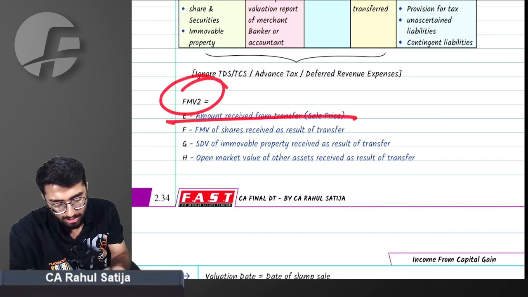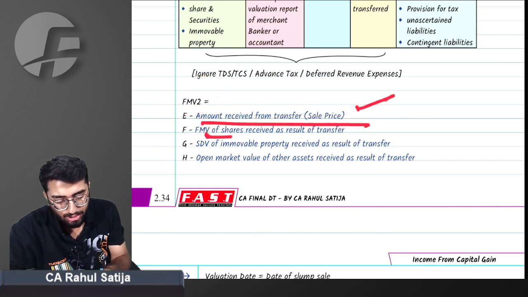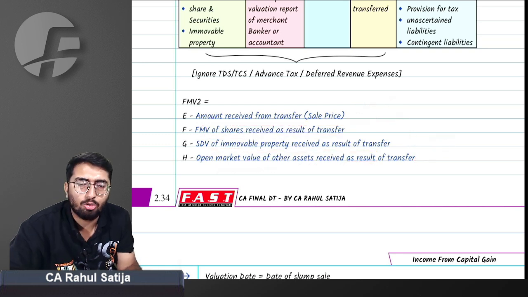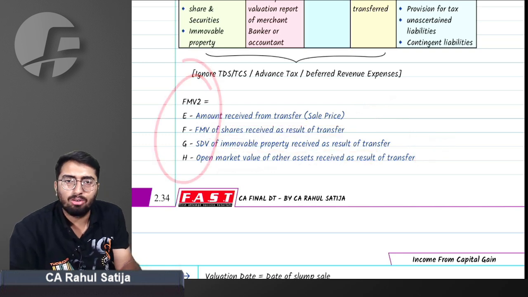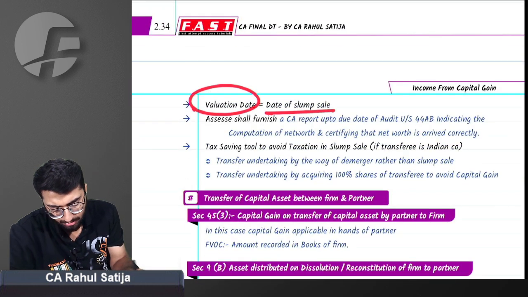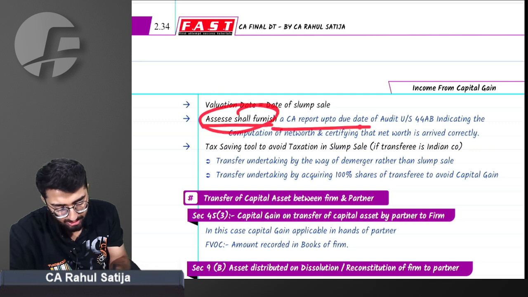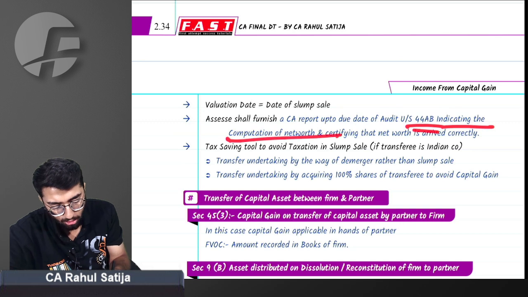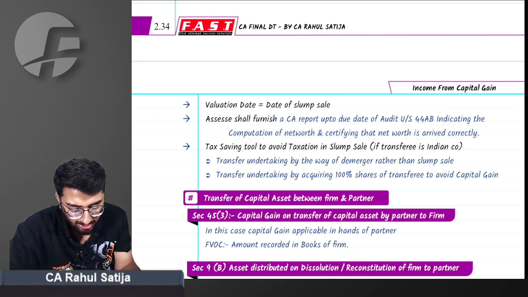FMV2 will be the amount of consideration received, for example, money received, shares received, immovable property received, or any jewelry received. Then we have to consider these four things for finding out the FMV2. What is the valuation date? Date of the slump sale. The assessee shall furnish a CA report before the due date of audit under section 44AB, indicating the computation of net worth and certifying that net worth has been arrived at correctly.